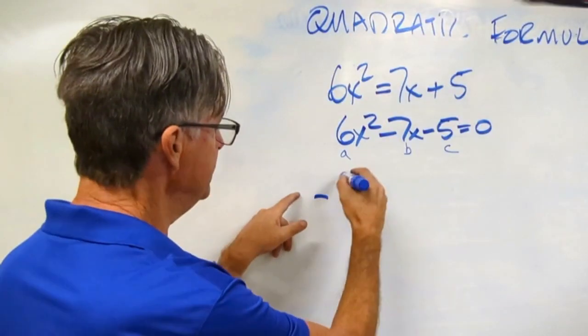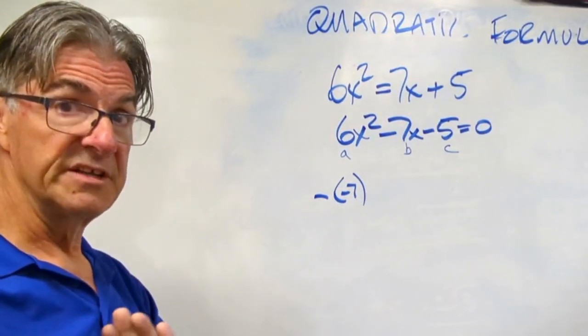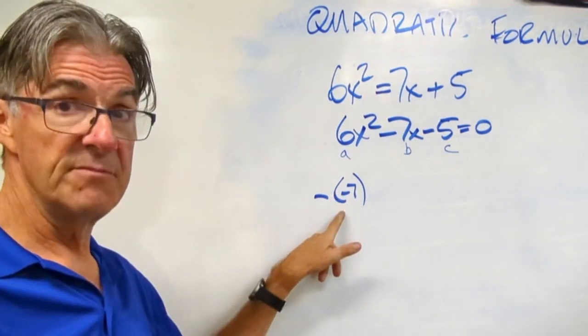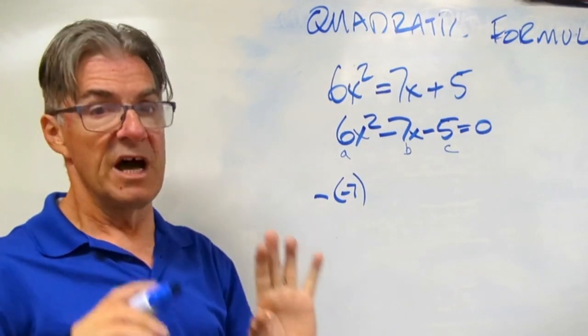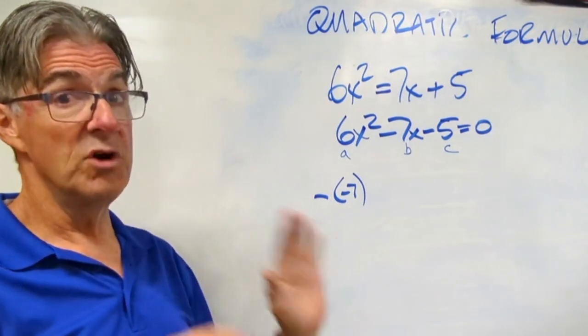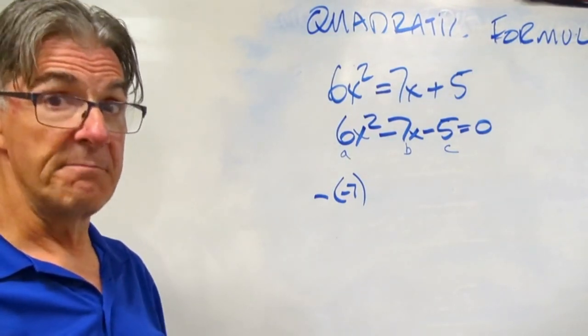I've got minus B. I like to do a pure plug-in step. Now you could in your brain go, oh yeah, that's going to be positive 7, and just write down positive 7. But believe me, I see people make mistakes when they get into that habit. I really try to do a completely pure plug-in step and then start thinking about the math involved.